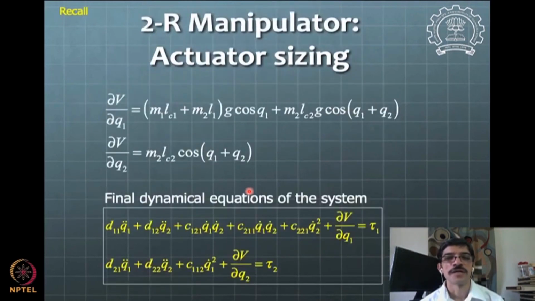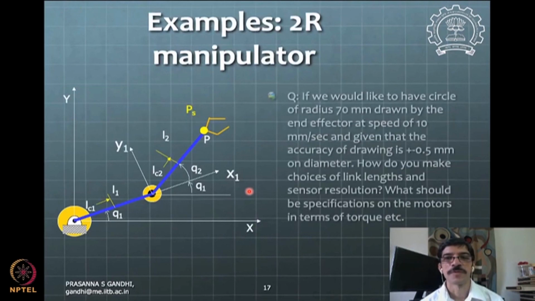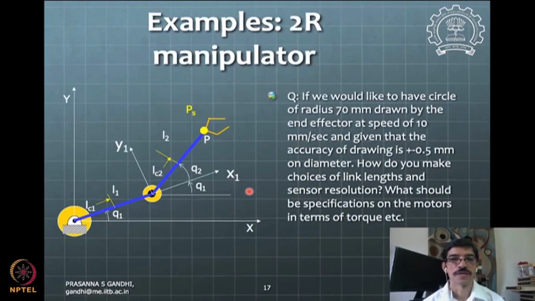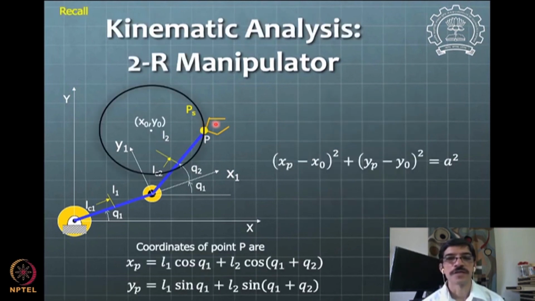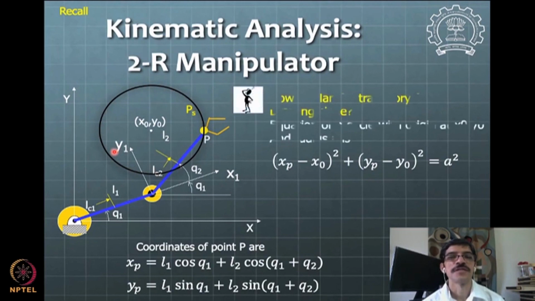And now I would suggest you think about this problem. Suppose you want to draw a circle, instead of just moving along a straight line. I have been given some accuracy and a speed of drawing the circle: a speed of 10 mm per second. So the end effector here should be moving along this circle at a speed of 10 mm per second. Then how would you plan this trajectory is the question.